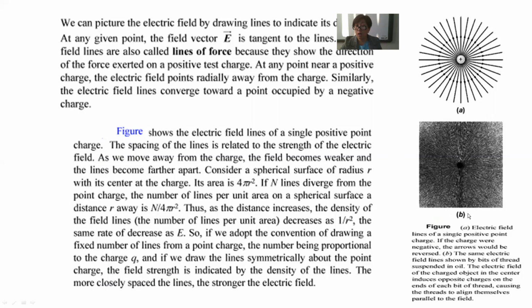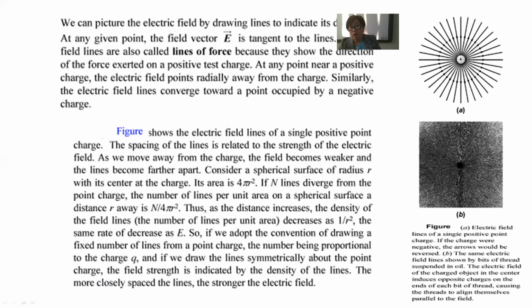This is figure A, electric field lines of a single positive point charge. If the charge were negative, the roles would be reversed. And here in figure B, the same electric field lines are shown by beads suspended in oil. The electric field of the charged object in the center induces opposite charges on the ends of each bead, causing the threads to align themselves parallel to the field.